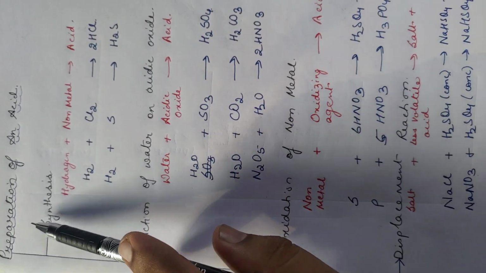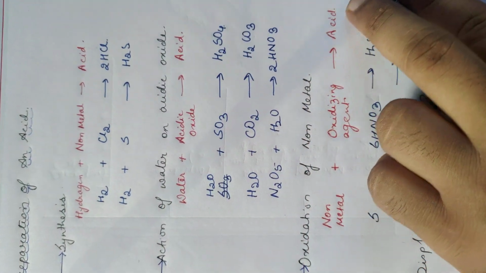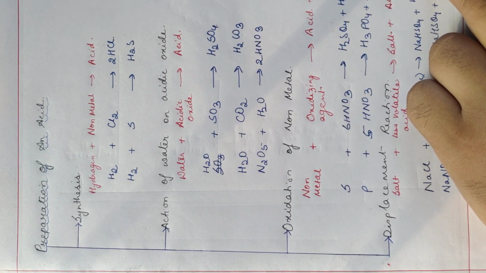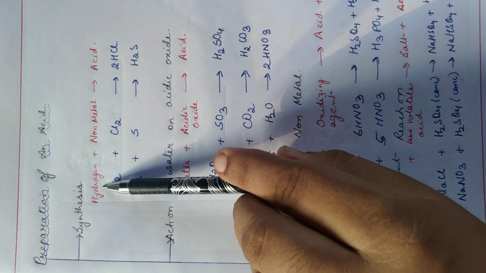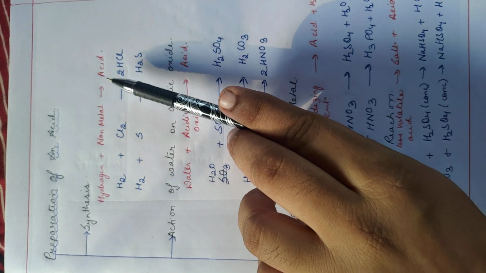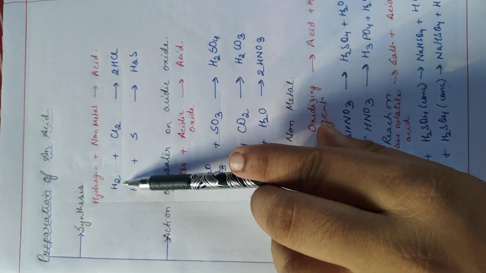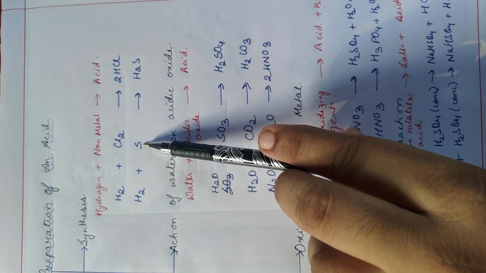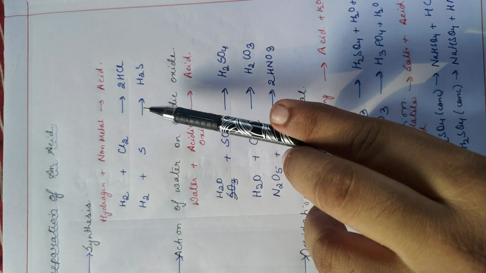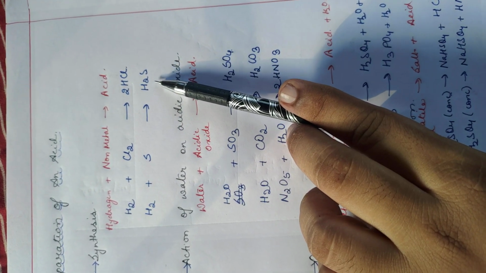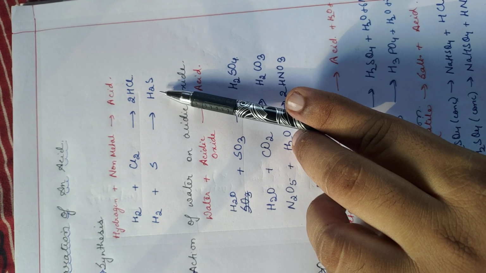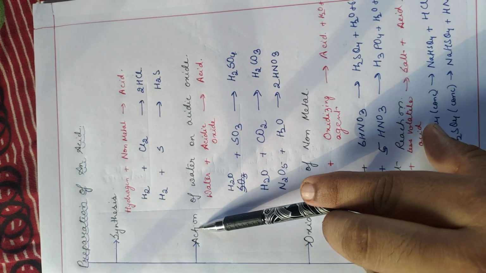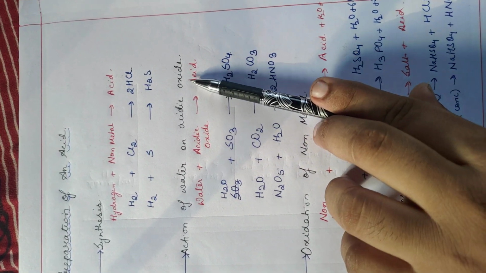Now let's shift our focus to preparation of an acid. An acid can be prepared by four methods. The first one you can see is the synthesis method, in which hydrogen combines with a non-metal directly to form an acid. For example, H2 plus Cl2 will form 2HCl. Similarly, H2 plus S will combine to form H2S, hydrogen sulfide, which also has a characteristic smell called rotten egg smell.